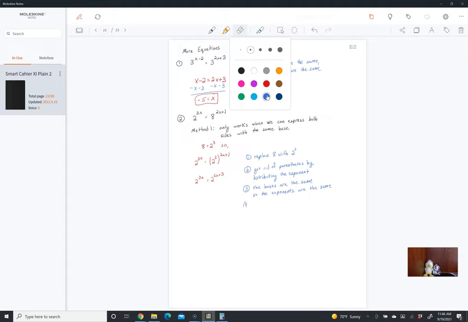And what does that mean? That means we can just solve for x. Here we have a base 2 on both sides, so 3x is equal to 6x plus 3. To solve, we get the x's on one side and the constants on the other, so we subtract 6x from both sides. We get negative 3x equals 3, and we can just divide both sides by negative 3. So x equals negative 1.